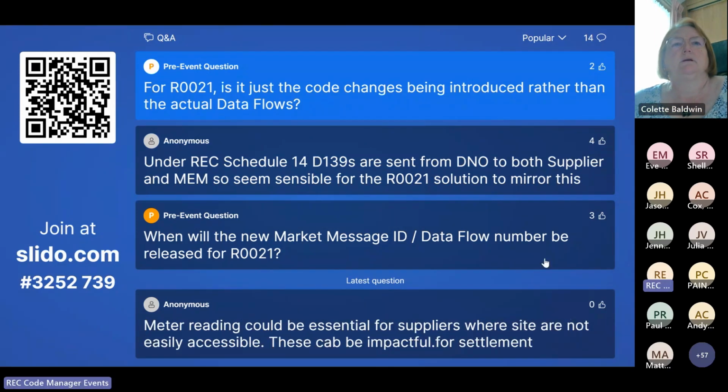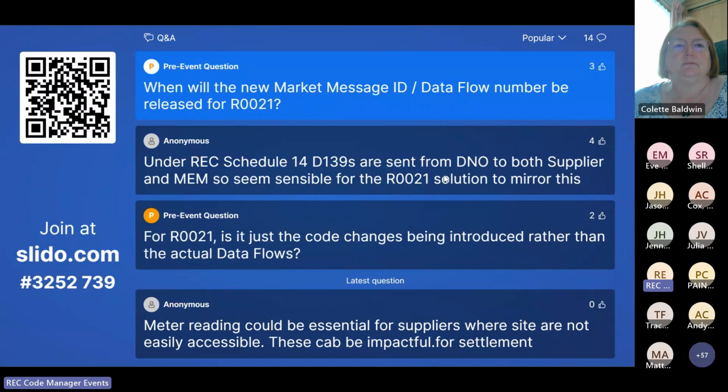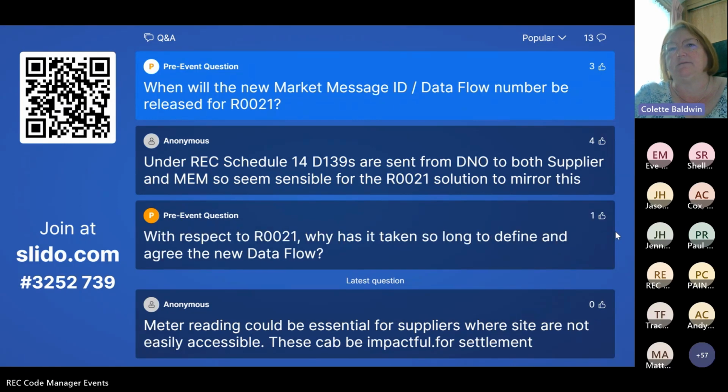Great. And then we had another pre-event question here around when will the new market message ID or data flow number be released for R21? So new market messages and any of the information to do with the J items, the other elements of the flow that are new, those information are made available in the pre-release information.